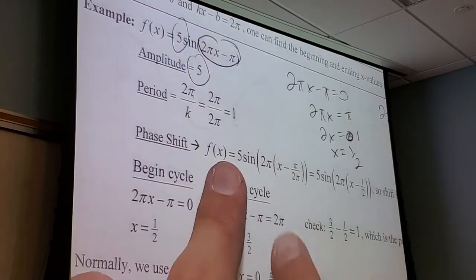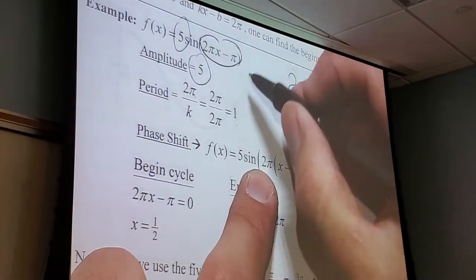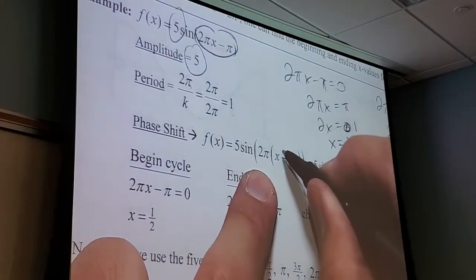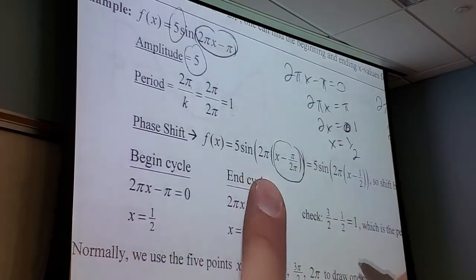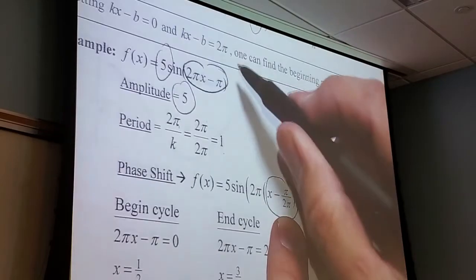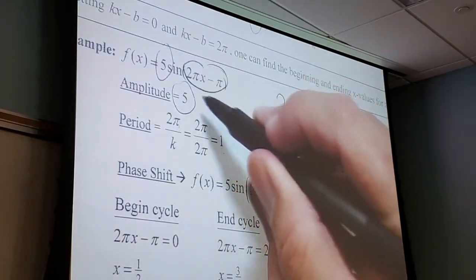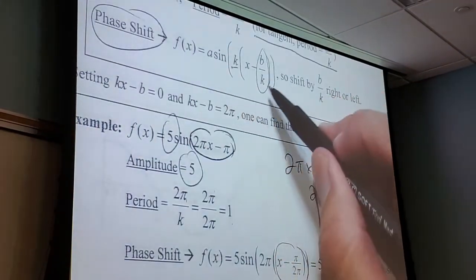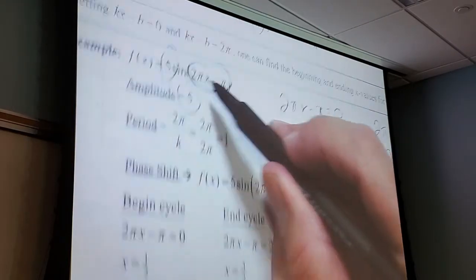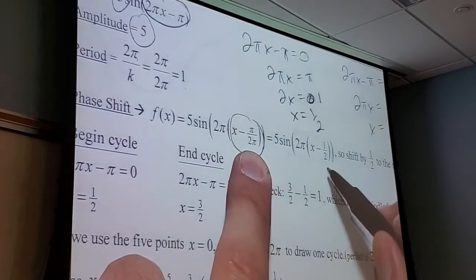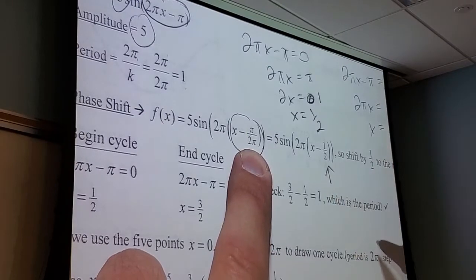The phase shift, so here's the trick. To figure out how much it shifts, I need to figure out how much x is affected. So I need to factor the inside. I just need to take a 2 pi out. So now I can see my phase shift is right 1/2.